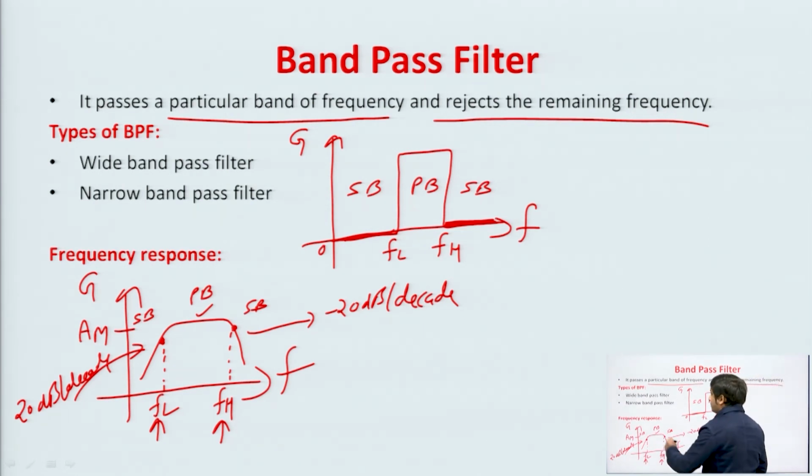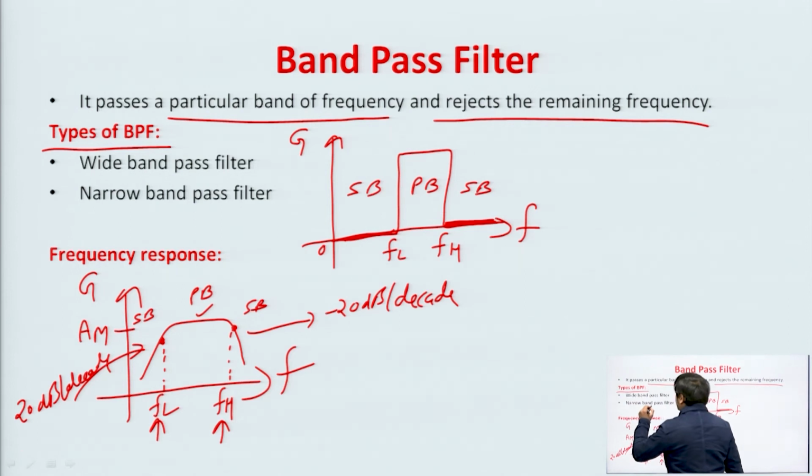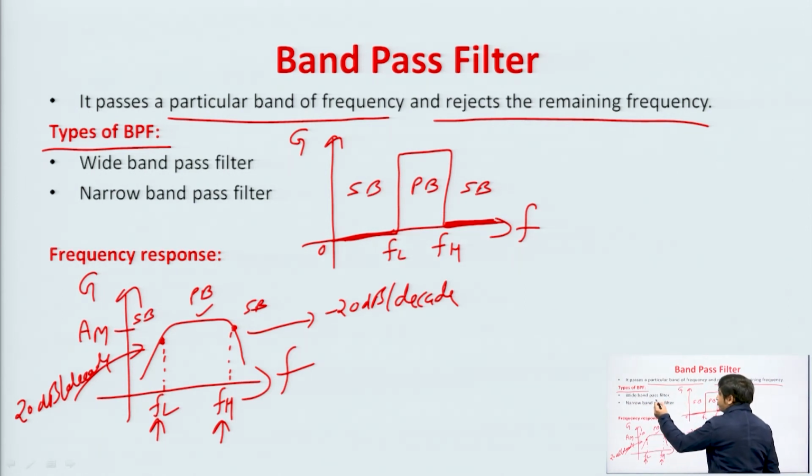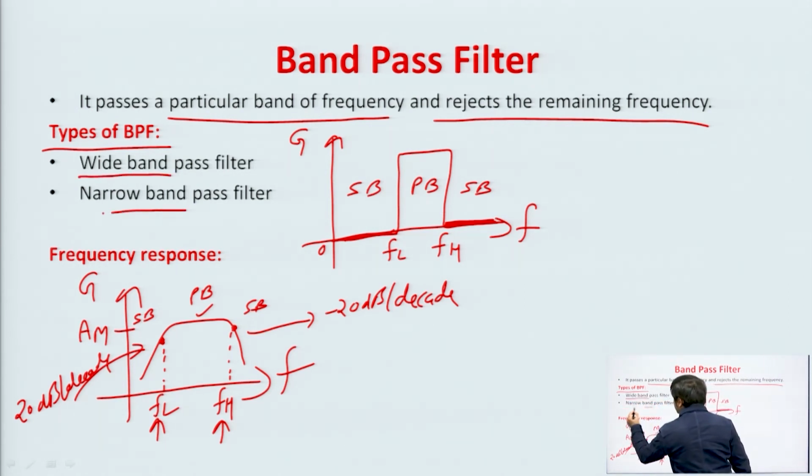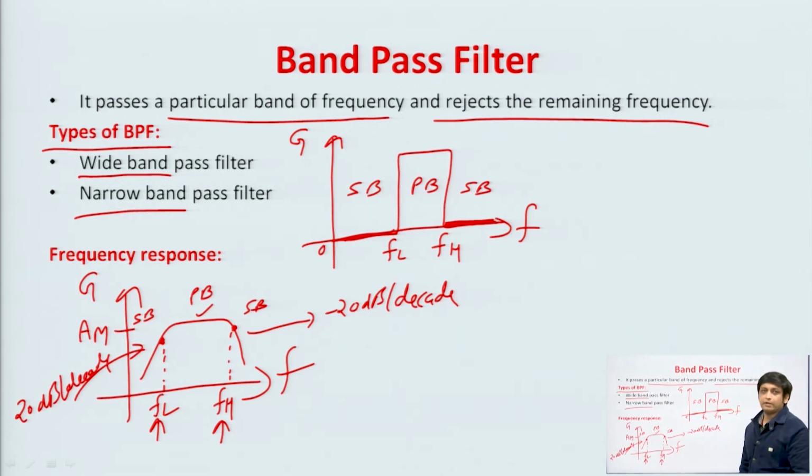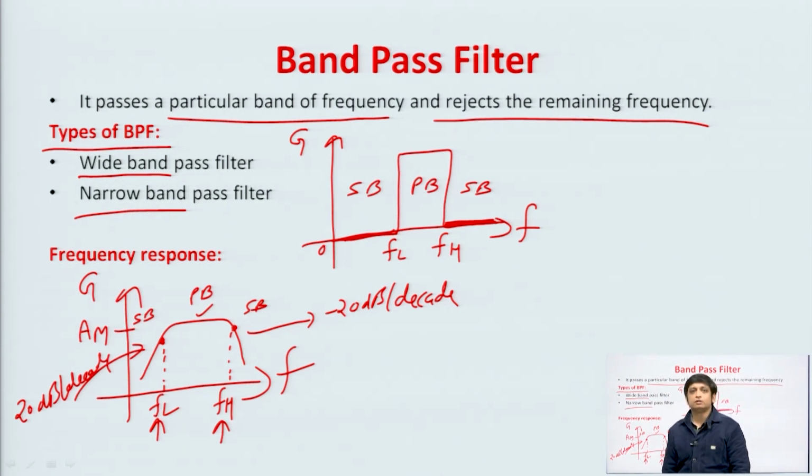Now, the types of band pass filter. There are 2 types of band pass filter. First one is the wide band pass filter and the second one is the narrow band pass filter. Wide band pass filter, as the name suggests, passes the wide band of frequencies. Narrow band pass means it passes the narrow band of frequencies.